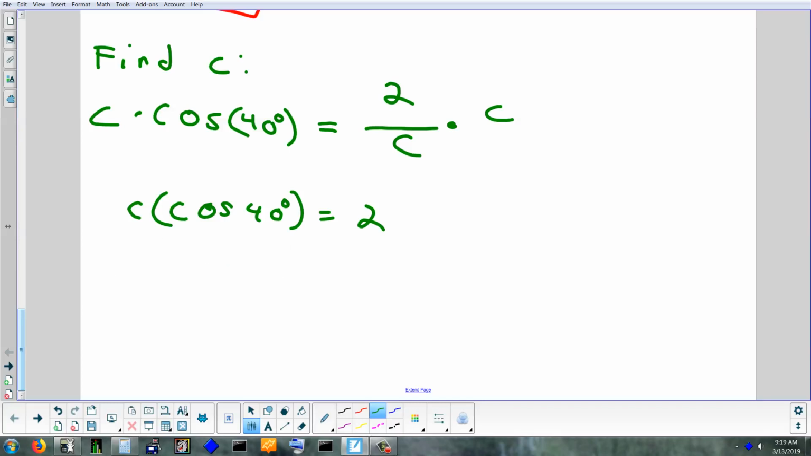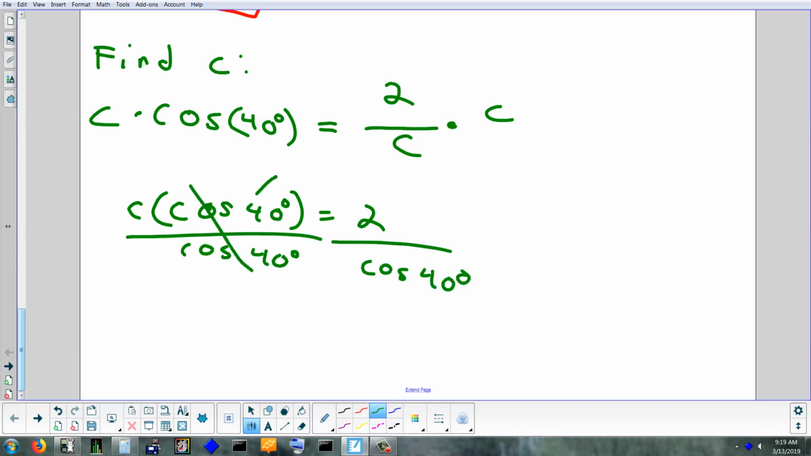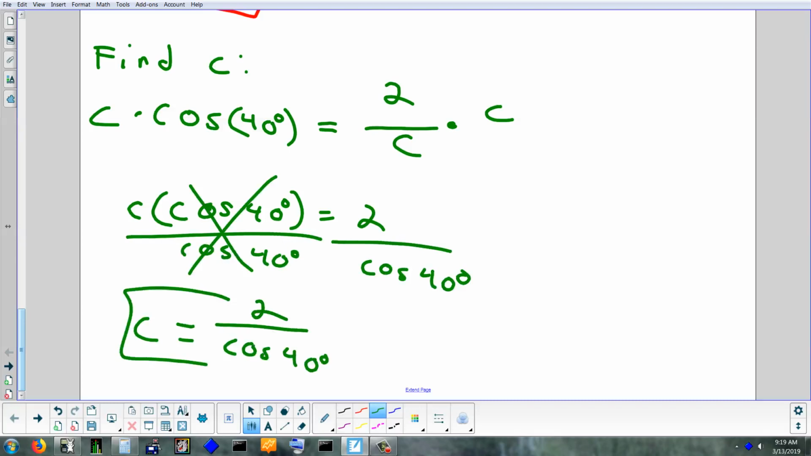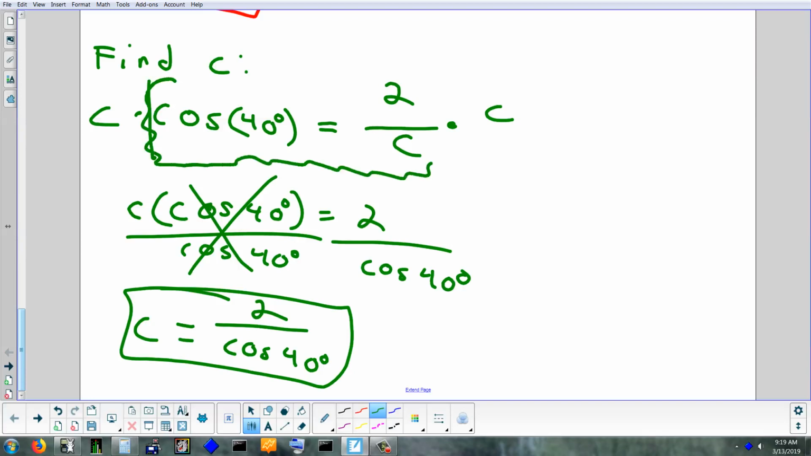Divide both sides by cosine 40. Cosine 40, that's gone. And look at what you get: 2 over cosine 40. I'll type that in a second. Look at what you started with. I'm not going to put a box around it. I'll just go like this because I don't want you to think that's the answer. But that wavy box is what you started with. And look at what you ended up with.